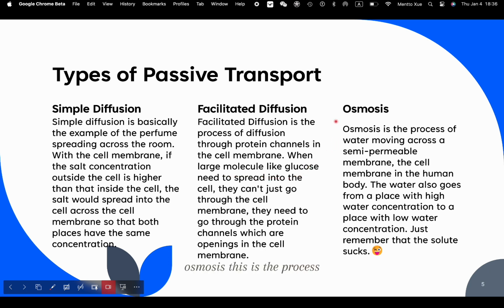Osmosis. This is the process of water moving across a selectively permeable membrane, the cell membrane in the human body. The water also goes from a place with high water concentration to a place with low water concentration. I know that's kind of strange because you rarely just say that the solvent concentration is high or low, but yeah. So remember that the solute sucks. Yeah, solute sucks. It sucks all the water to where there's more solute.